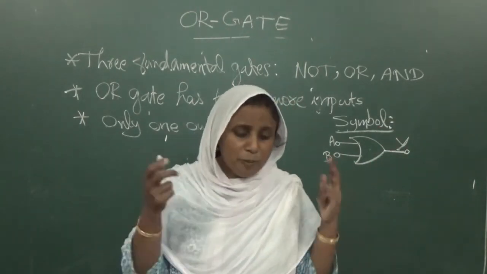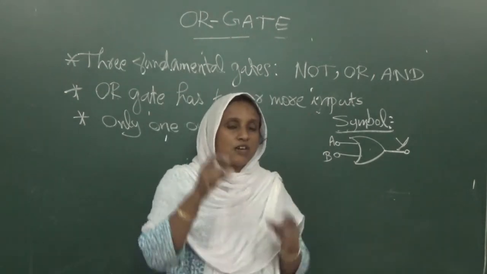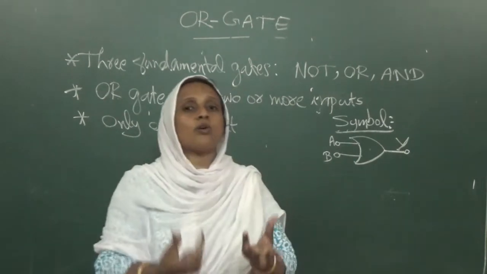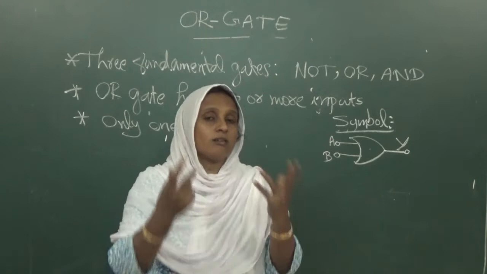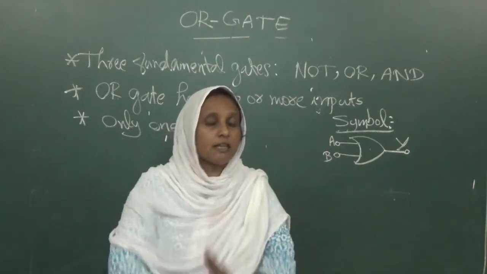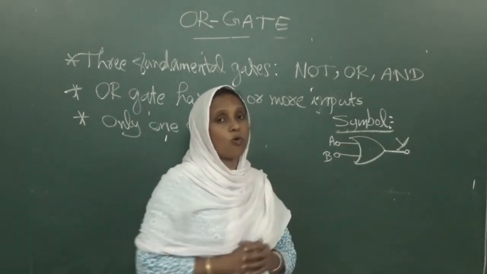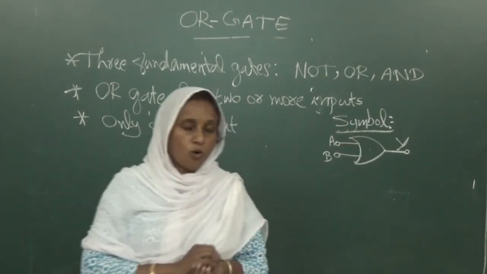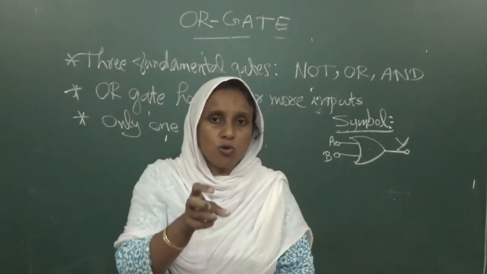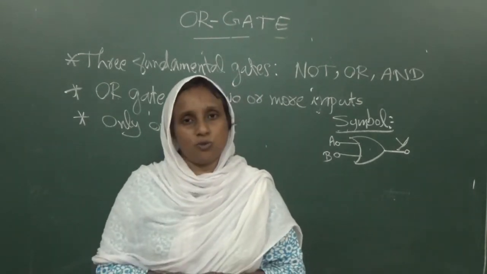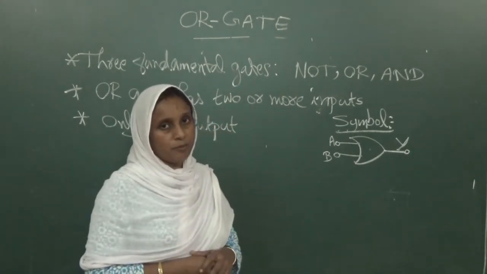Okay, what is the peculiarity of OR gate? In this case, if any or all inputs are high, then the output is also high. That is the peculiarity of the OR gate. If all the inputs are low, then the output is also low. That is the peculiarity of the OR gate.